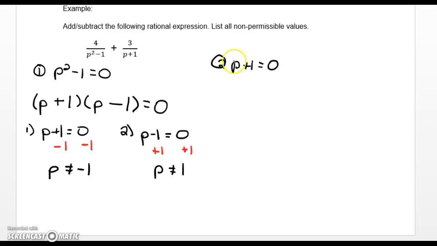So here we just have to solve for p. You're going to subtract 1 on each side. And what we find is that p cannot equal to negative 1.